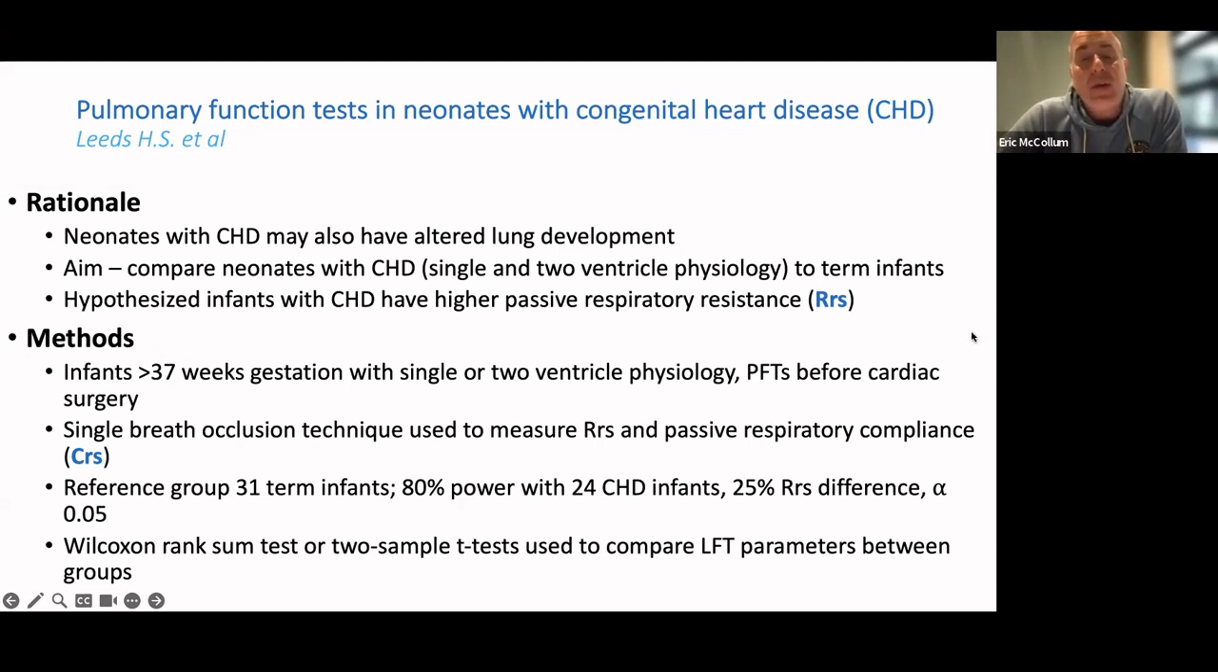They hypothesized that infants with CHD would have a higher passive respiratory resistance. These were infants greater than 37 weeks gestation, with single or two ventricle physiology. They did the PFTs before cardiac surgery, so they're uncorrected. They used a single breath occlusion technique, a different technique than the other abstracts, to measure resistance and passive respiratory compliance. They had a historical reference group of 31 term infants, and they were sufficiently powered at an effect size of a 25% difference in passive resistance between the groups, and then compared the two groups using standard statistics.